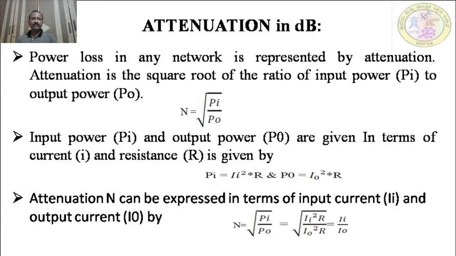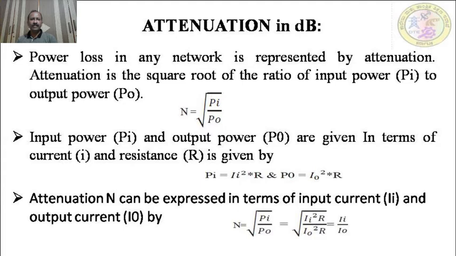Attenuation in dB, you are going to express. It may be power or current or voltage. You are going to express that attenuation in terms of dB. How are you going to represent it? Here you are going to discuss power loss in any network, which is represented by attenuation. Attenuation is the square root of the ratio of input power to output power. Input power is represented by Pi, output power is represented by P naught. Now here n is equal to square root of Pi by P naught, where n is called the attenuation.